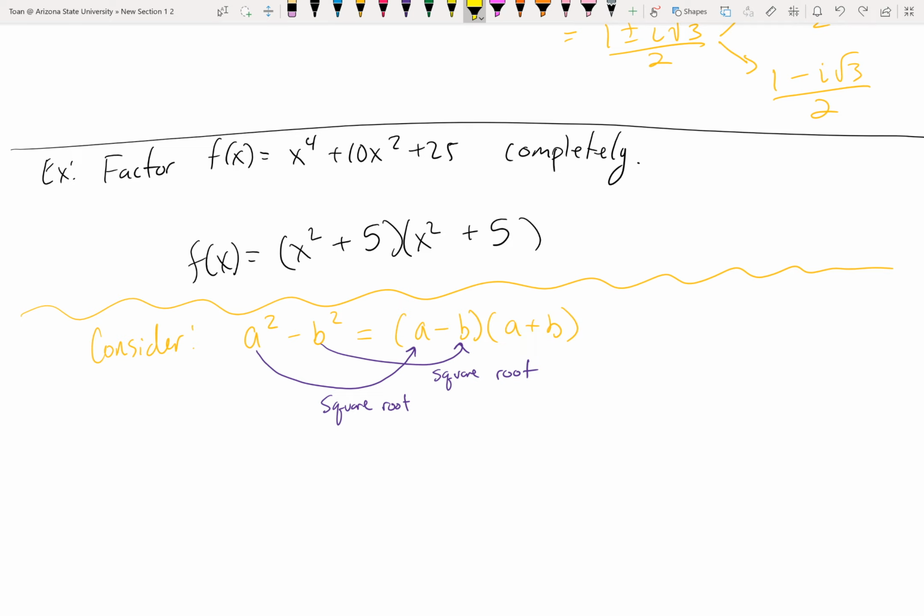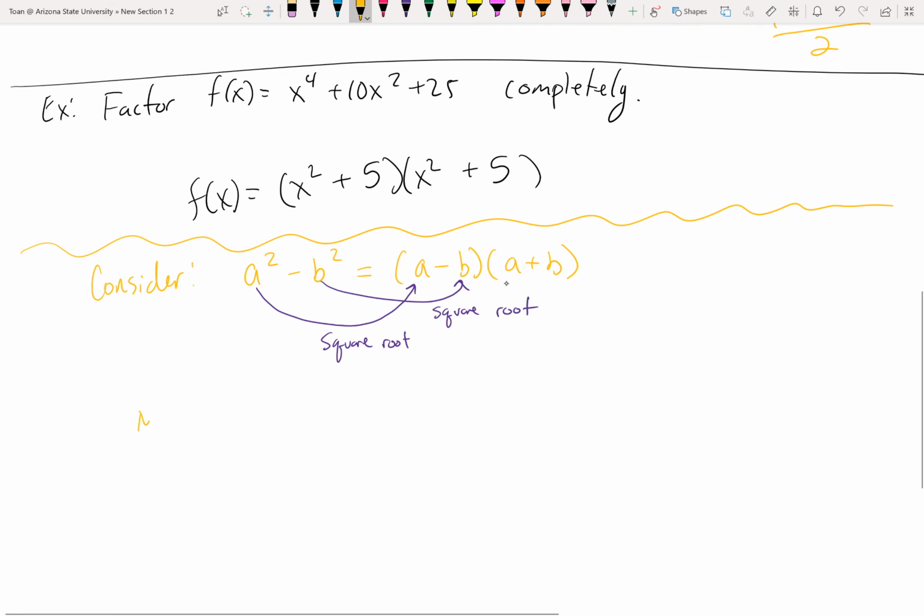Now, here's the issue. This pattern only works for minuses. We have a plus here. Well, we just need to remember, note, that a squared plus b squared is simply a squared minus a negative b squared. Every single addition problem can be rewritten into a subtraction problem. So when you take a square root, you're just going to be taking a square root of a negative number, which will produce i's. But that's basically the idea.